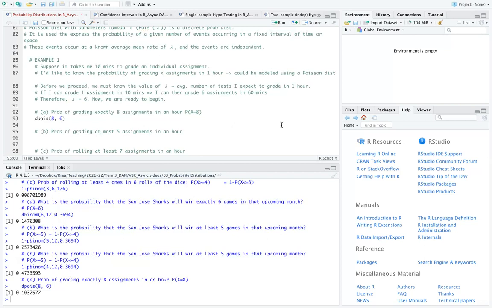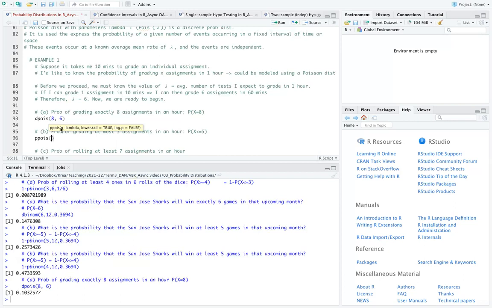What's the probability of grading at most 5 assignments in an hour? So we want to find P of X being less than or equal to 5. Classic cumulative distribution function, so we'll use the P prefix. PPOIS, we're looking at X less than or equal to 5.